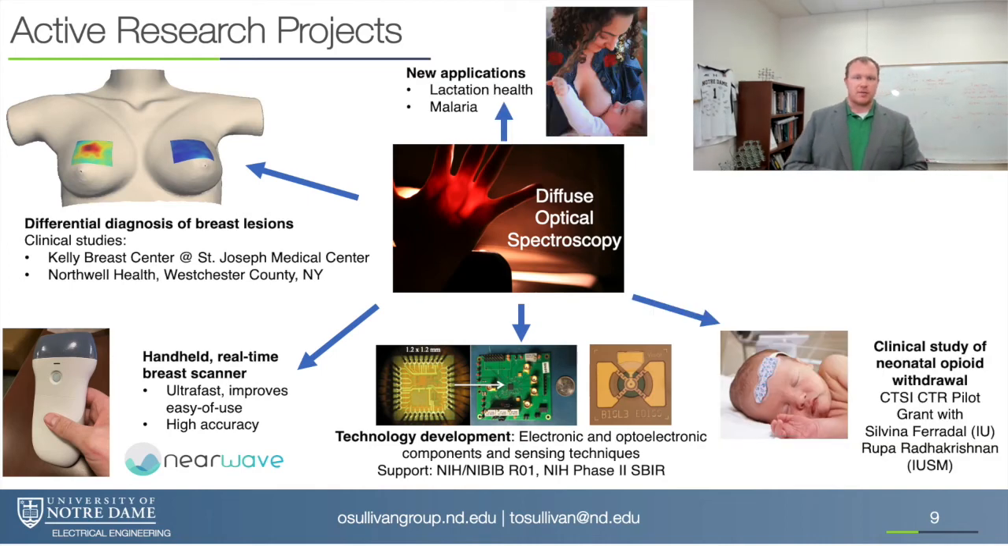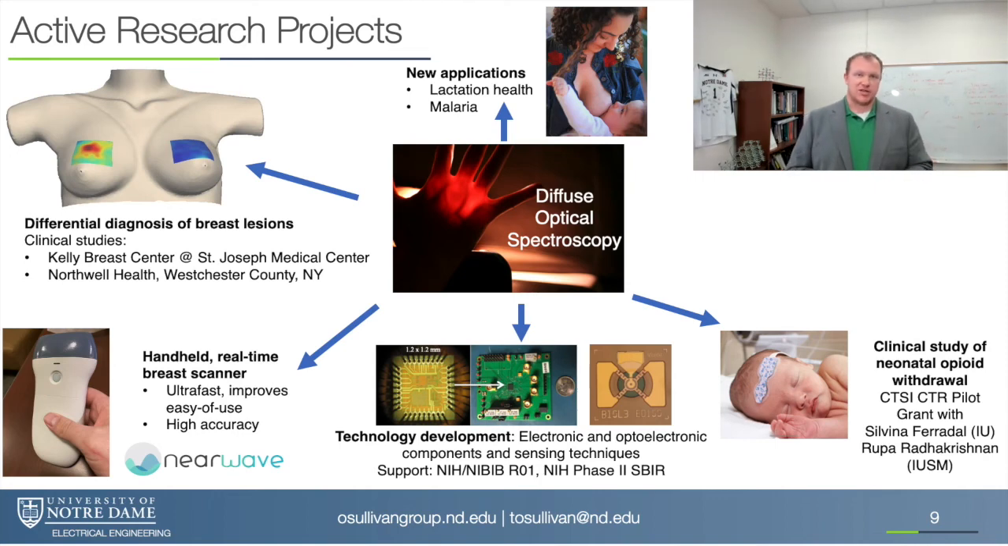Besides breast cancer, as I mentioned, we look at lactation health. We've looked at biomarkers of malaria infection, and we have a new study we're excited that's starting in the next year to look at opioid withdrawal in newborn babies. So these are babies whose mothers, unfortunately, were addicted to opioids or pain medication, and there's quite a bit of uncertainty in the clinic now of how to treat those babies. If they start showing withdrawal symptoms, how do you identify that and treat that? And we've got a study with some great collaborators down at Indiana University in order to apply the techniques we develop here in order to better understand that.